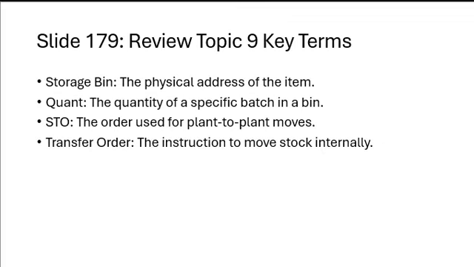Review of topic number 9, the important key terms. So we have: a storage bin represents the physical address of a stored item. A quant is a specific quantity of a batch in a bin. STO is the order used for plant to plant transfer. A transfer order instructs internal warehouse stock movement. These terms form the foundation of warehouse management understanding. Knowing them will help you navigate system processes effectively.